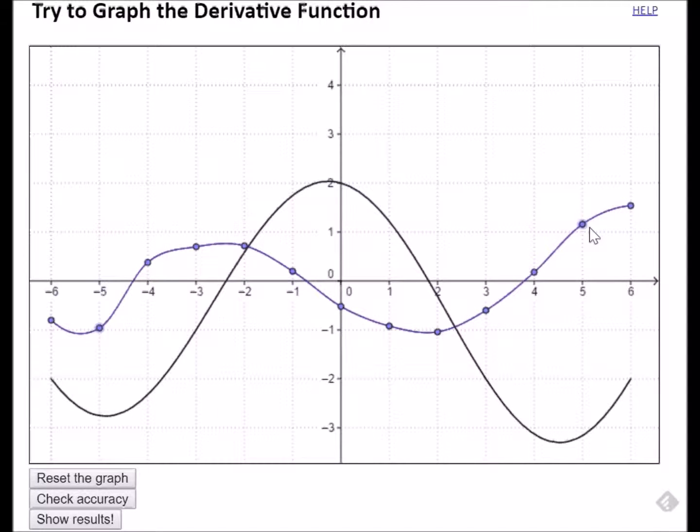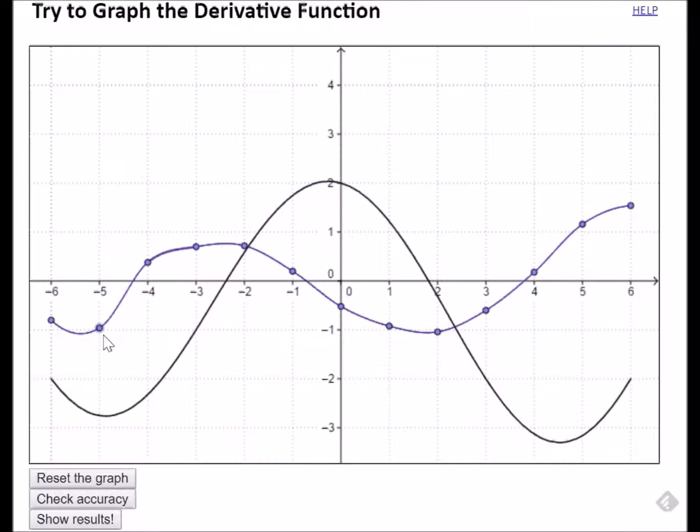Now, the first thing I try to start with is to look at places on the graph of f where the slope of the tangent line is 0, so where the tangent line is horizontal. So for example, there's here, here, and here where the tangent line is horizontal, which means that at roughly here, here, and here, my derivative should be 0. So the graph of f prime should cross the x-axis.